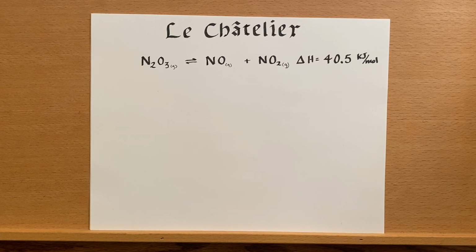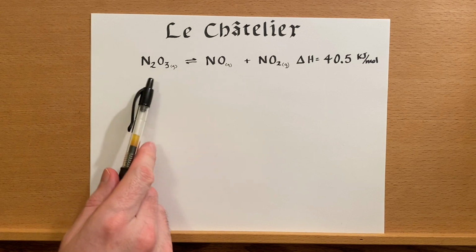Henry Louis Le Chatelier was a French chemist, and he explored chemical equilibria, one of the first to do so. And as such, he has his name on a principle called Le Chatelier's principle. And this says that if we disturb a chemical equilibrium, it will try to establish equilibrium. So let's explore this principle using an example.